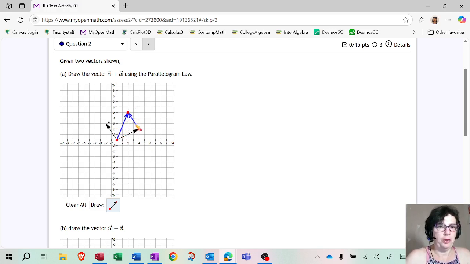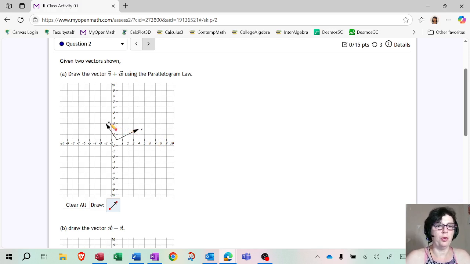Now, let me get rid of these things. If I want to get rid of them, I just have to position the mouse at the starting point and then just drag the vector off the grid. So let me just go ahead and do that. I'm going to drag it and clear it. Okay. Now, what about the parallelogram law?